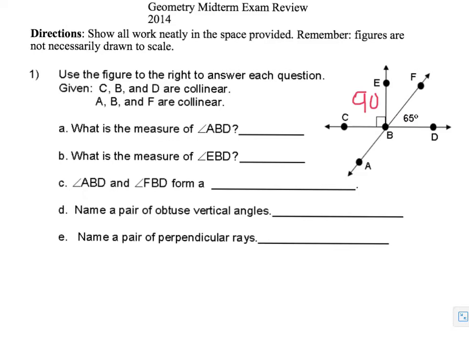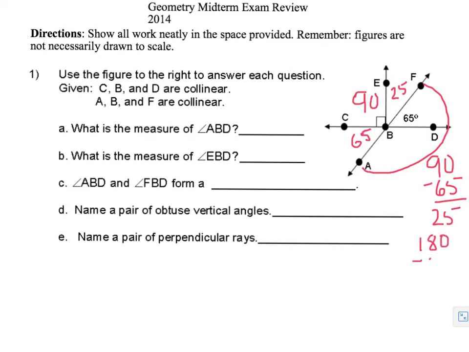I've got vertical angles here, and this one must be 65. And let's see, EBD is a right angle, so I'm going to do 90 minus 65. That's 25, so 25 is going to go right here. And I've got this big angle over here. I see that these two angles form a straight line. The straight line has 180 degrees, so I'm going to do 180 minus 65. That's 115.